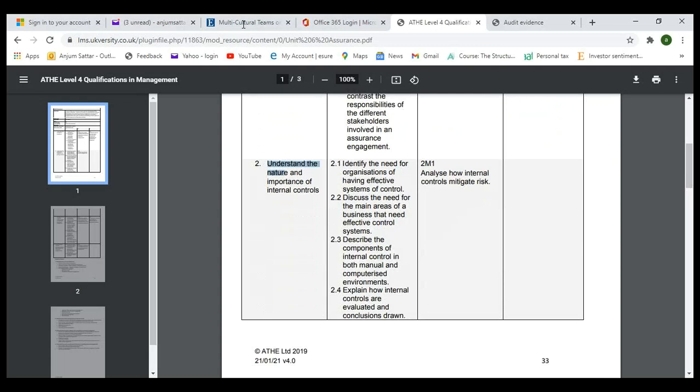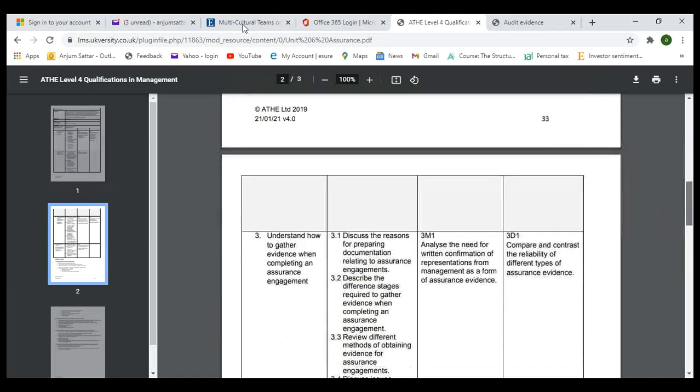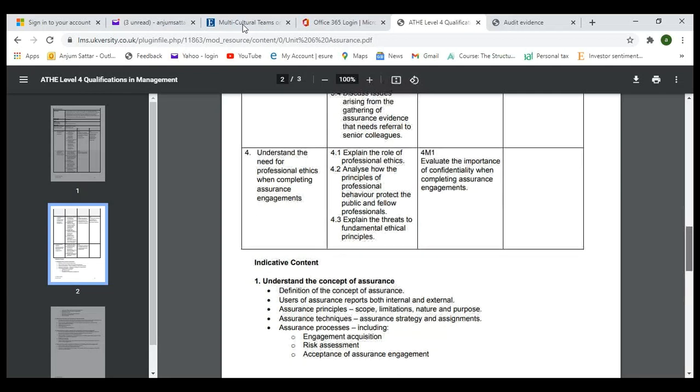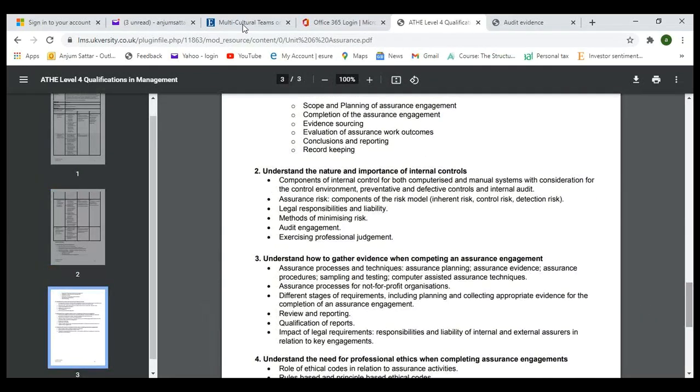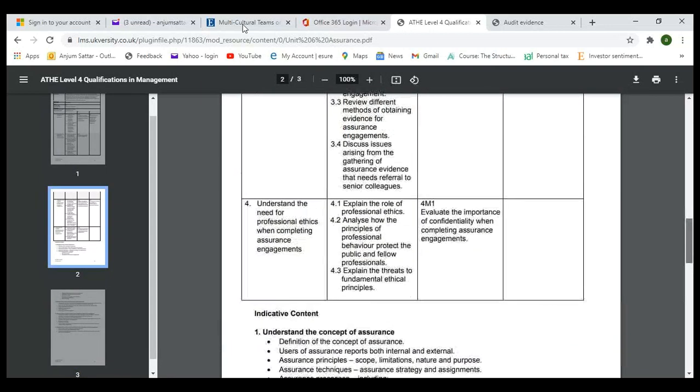Then we have learning outcome two, which we will go through in lesson two: internal control. Lesson three will be about understanding how to gather evidence and complete an assurance engagement. Lesson four will go through understanding the need for professional ethics when working in assurance. So that's all in our four lessons. The last lesson will be about the assignment and assignment brief, how we can address all the learning outcomes. You have to submit the assignment, and this will be assessed.